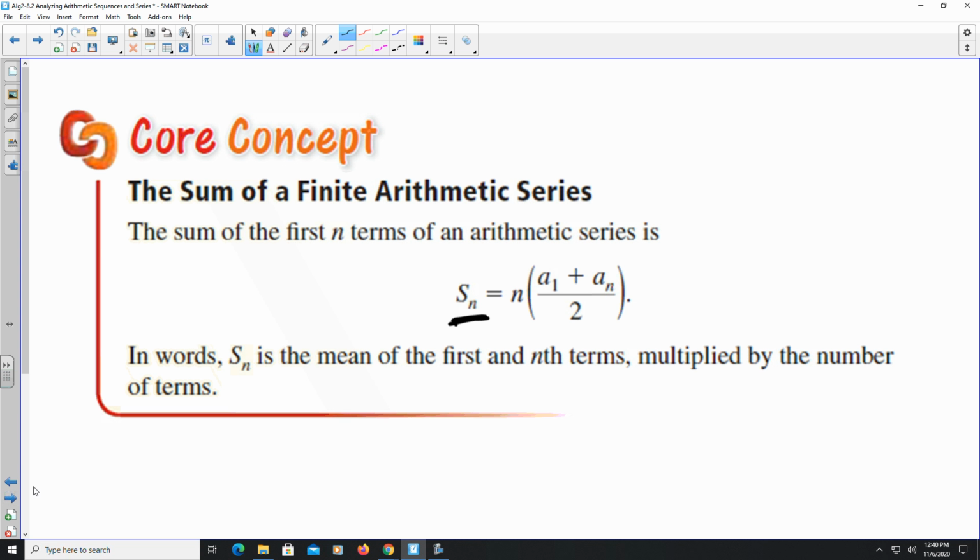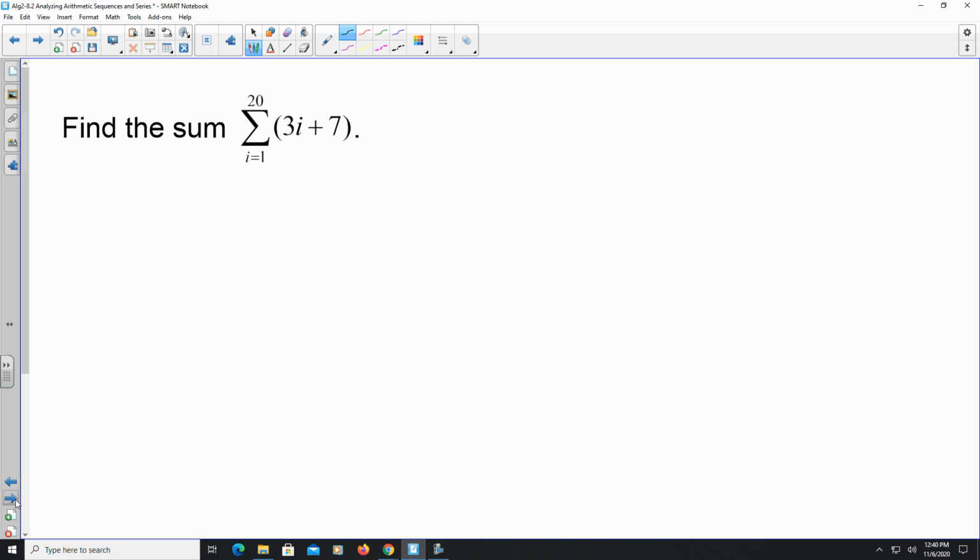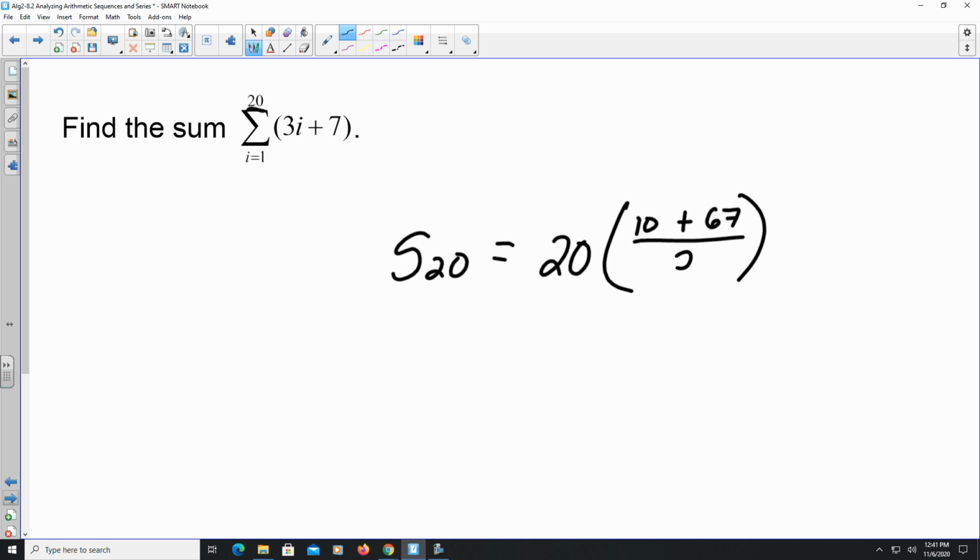So with that being said, if you have a finite series, let's redo because it ends at the 20th term, we can set this up as s of 20, which is going to be equal to 20, because that's n, times the quantity of a sub 1. So 3 times 1 is 3, 3 plus 7 is 10, so I put 10 over here, plus, with respect to 20, 3 times 20 is 60, plus 7 is 67, and that's going to be divided by 2.